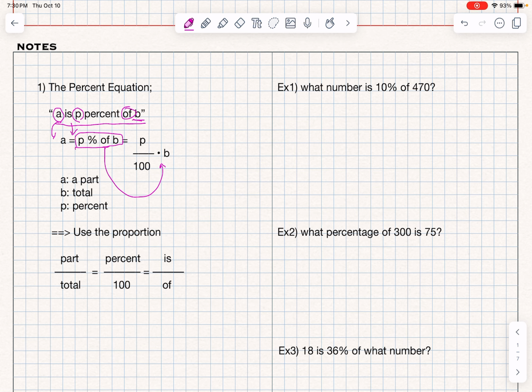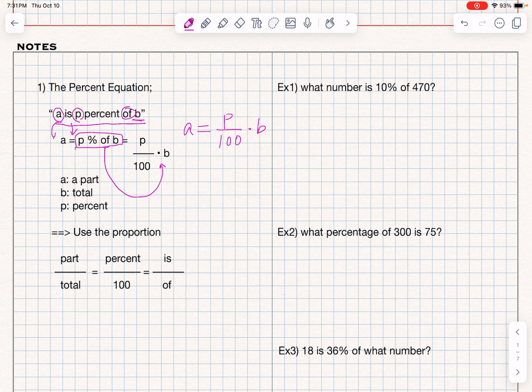So whenever you have a percent problem, see if you can change it to the A is P% of B, and what part is given as A, what part is a P%, and what part is of B. And if you can change that to the equation of A is P% of B, then you can set up the equation as A equal to P% as a P over 100 times B. So whatever missing value, you can just find out the value from the equation.